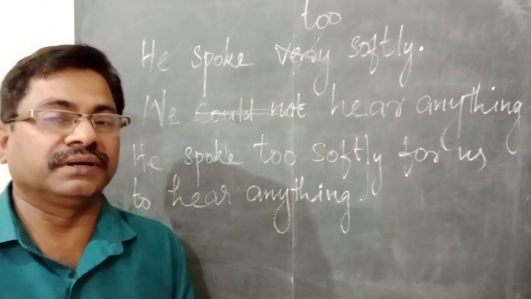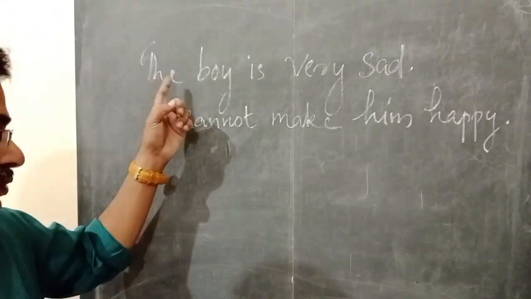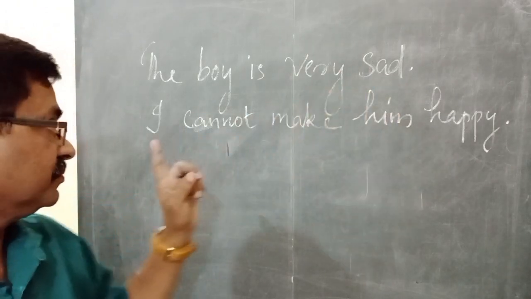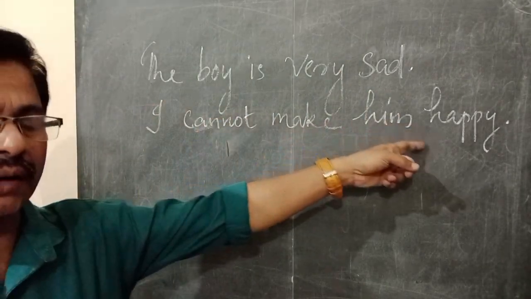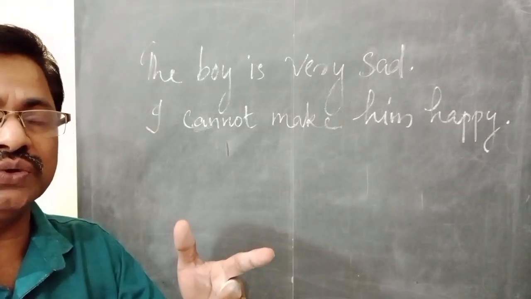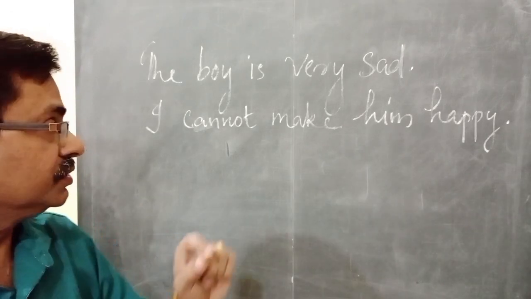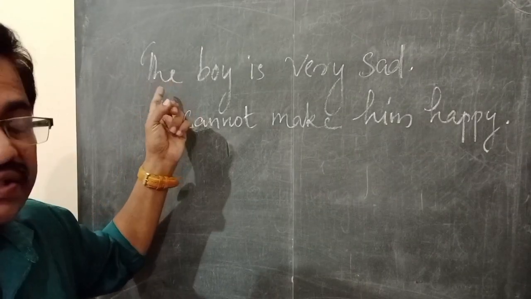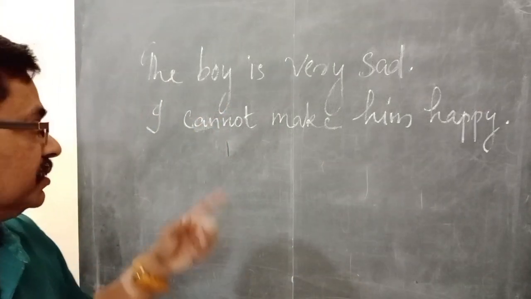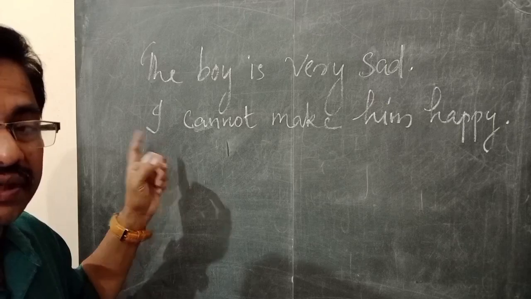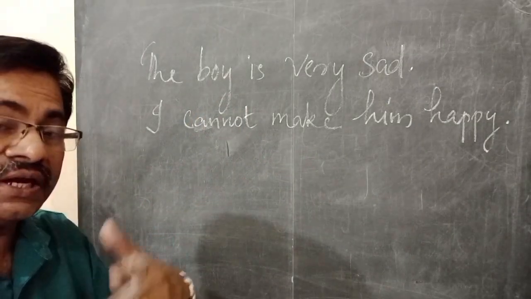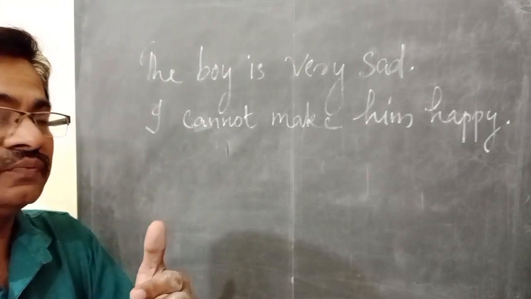That is another example. Look at this sentence. The boy is very sad. I cannot make him happy. How can you combine these sentences using too? First of all, we can understand that the first sentence's subject is the boy, and in the second sentence the subject is different because the subject is I. Two sentences with two different subjects. How can we combine the sentences using too?